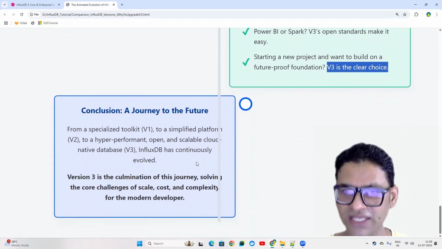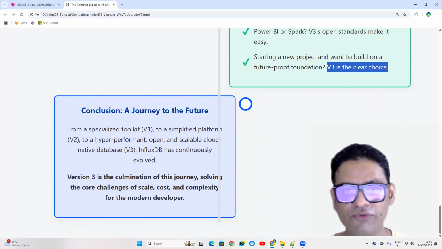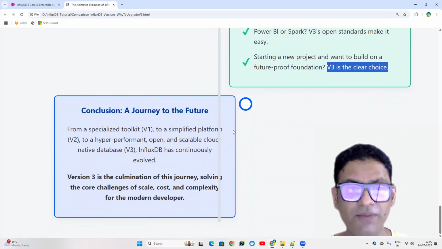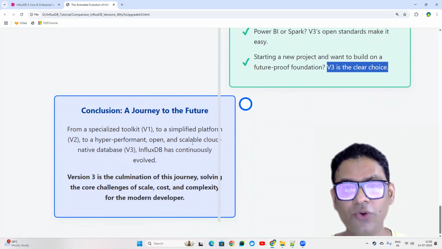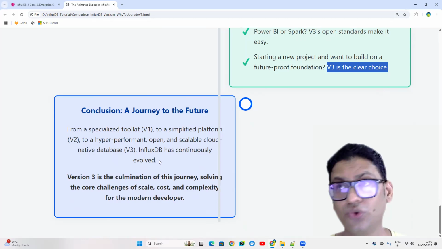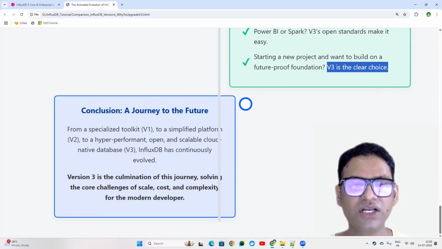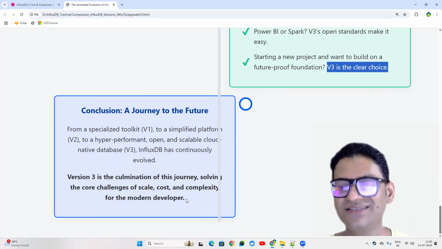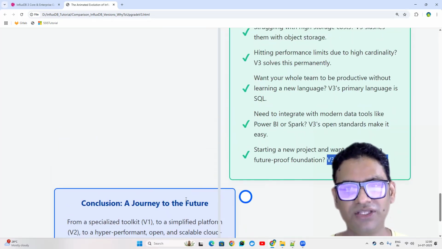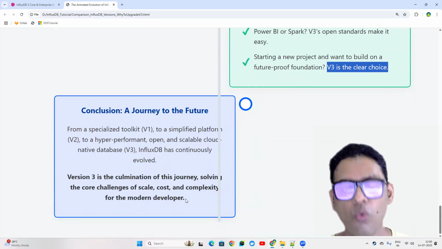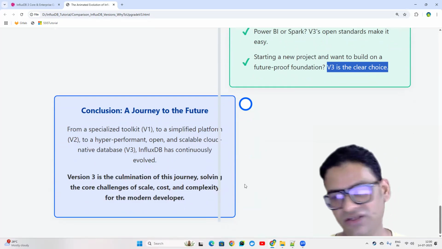So the final conclusion, this is the last part of this video. From a specialized toolkit in V1, to a simplified platform in V2, to a hyper-performant, open and scalable cloud-native database in V3, InfluxDB has been continuously evolving. Every product tries to do that. So V3 is a culmination of this journey, solving the core challenges of scale, cost, and complexity for the modern developer, right? But this is just theory, so I would suggest you try to set up V3 by yourself. And if you have V1 or V2, you can always compare on all these aspects and see whether your limitation is being handled by the V3 version or not.